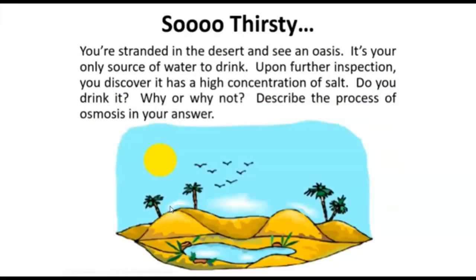You're stranded in the desert and see an oasis. It's your only source of water to drink. Upon further inspection, you discover it has a high concentration of salt. Do you drink it? Why or why not? Describe the process of osmosis in your answer.